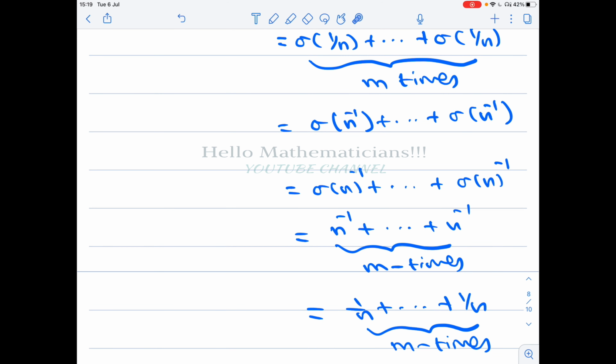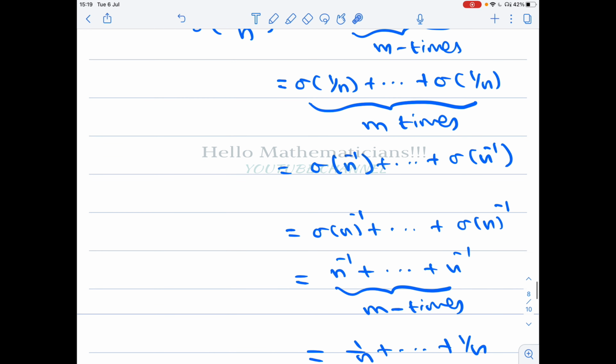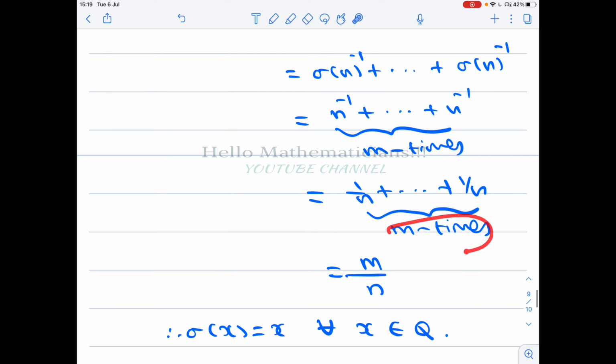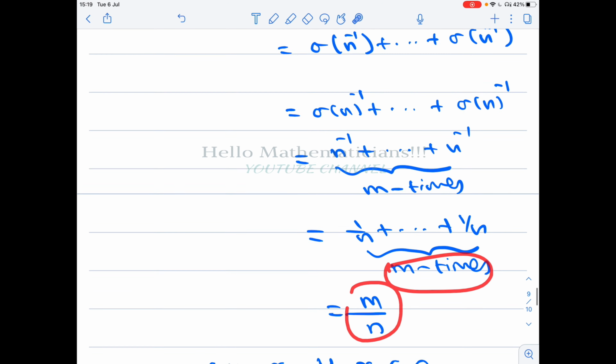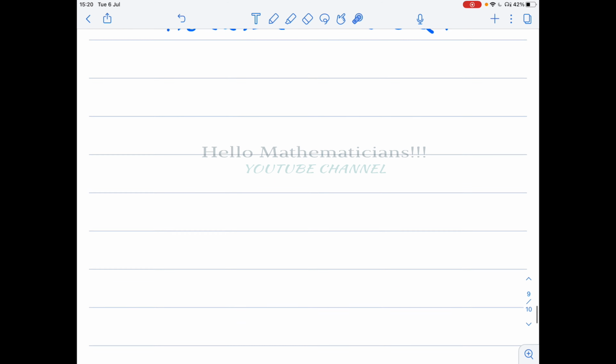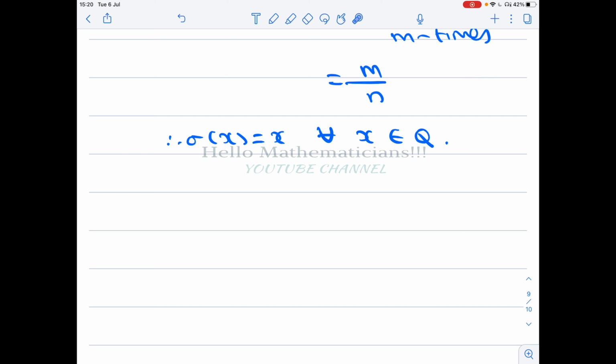Since sigma is a homomorphism with respect to multiplication also, we get sigma of n inverse equals sigma of n the whole inverse. Now sigma of n is n. Therefore, sigma of n inverse will be n inverse. Again m times. So n inverse plus etc., n inverse m times, that is 1 by n plus etc., 1 by n m times. We get the same as m by n. Therefore, sigma of m by n is also m by n. So we conclude that sigma of x equals x for all x belonging to Q. So what we have proved is that any automorphism of a field F fixes its prime field.